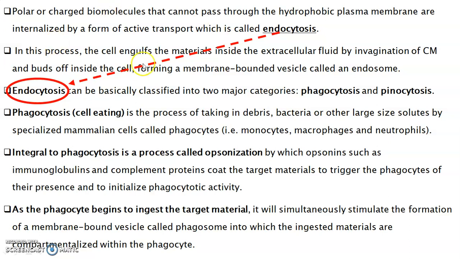In the endocytosis process, the cell engulfs the materials inside the extracellular fluid by invagination of the cell membrane and buds off inside the cell, forming a membrane bounded vesicle which is known as the endosome. Now, this endocytosis process can basically be classified into two major categories, that is phagocytosis and pinocytosis.